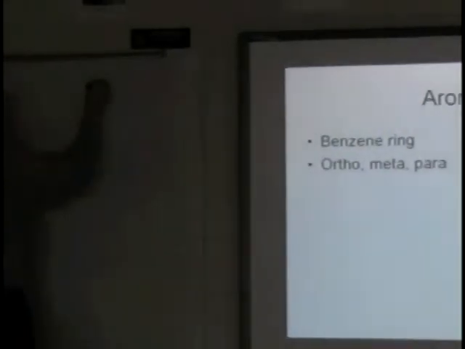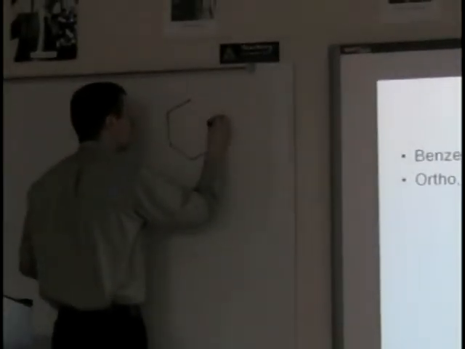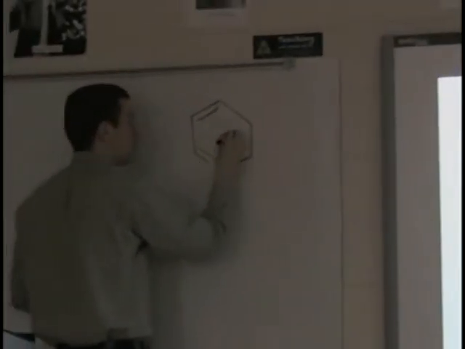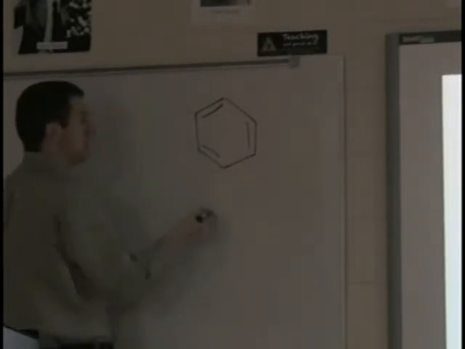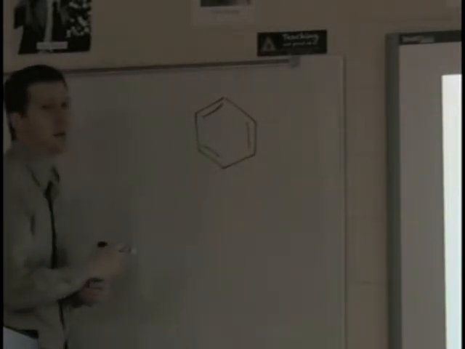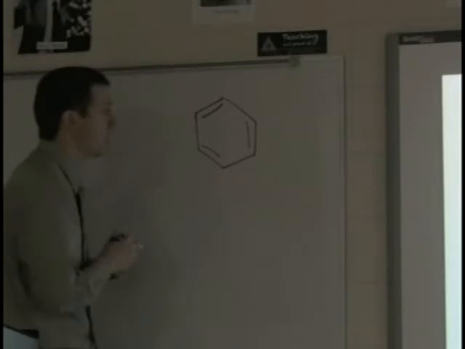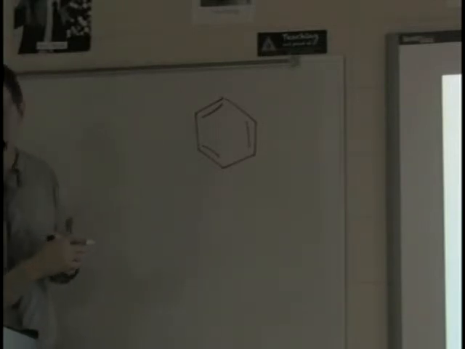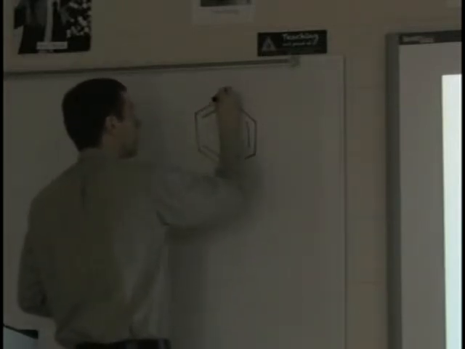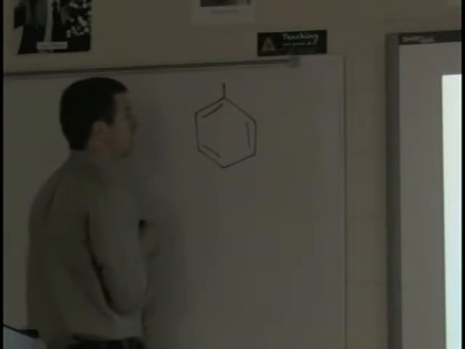is a 6-carbon ring, and we usually represent it with double bonds every other. I have seen it otherwise with a circle in the middle. It's something we talked about as a resonance structure. Now, if you have 2 groups on it, let's call this the first carbon right here. Let's say I have a group on the first carbon.